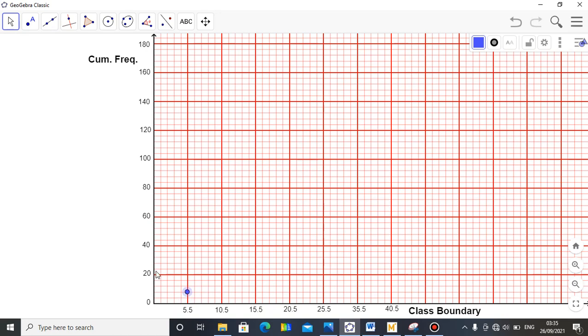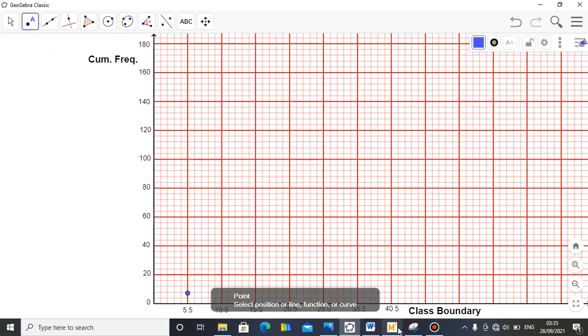You know this is a 20-unit graph, so you should know how to count in between. If this is 0, this should be 5, 10, 15, 20, 25. You should know how to count your graph. Very important. So the first class, when the cumulative frequency is 9, the class interval is 0.5 to 5.5. So you mark it somewhere here. Take note of this first point. So that is that, let's keep going.